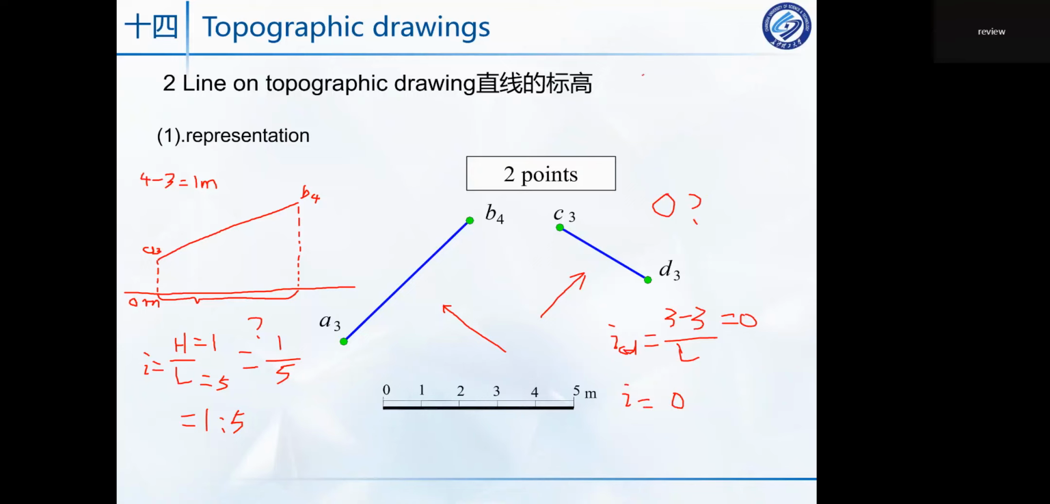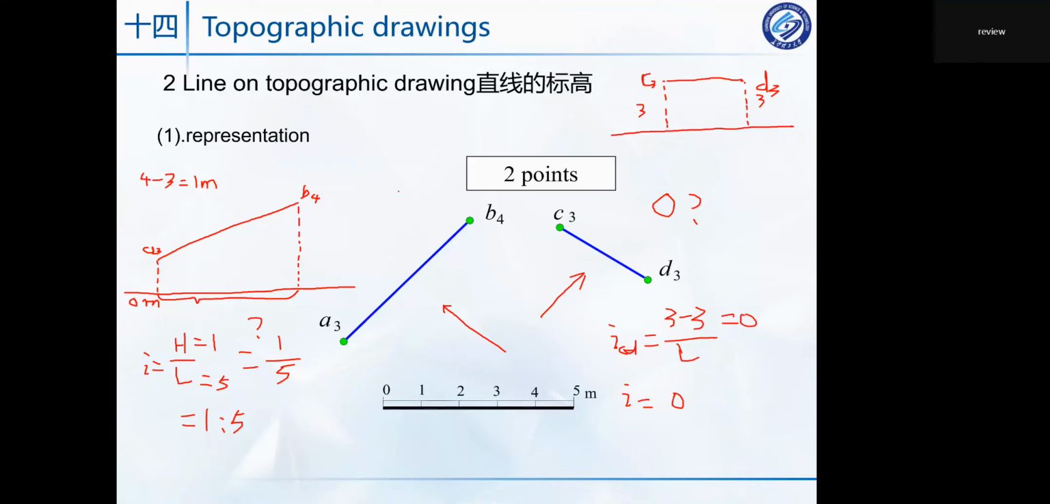So I'm drawing another wheel, and this one is D3. And here is the ground, and you can see this elevation is 3, and this one is 3. So this line must be parallel to the ground.